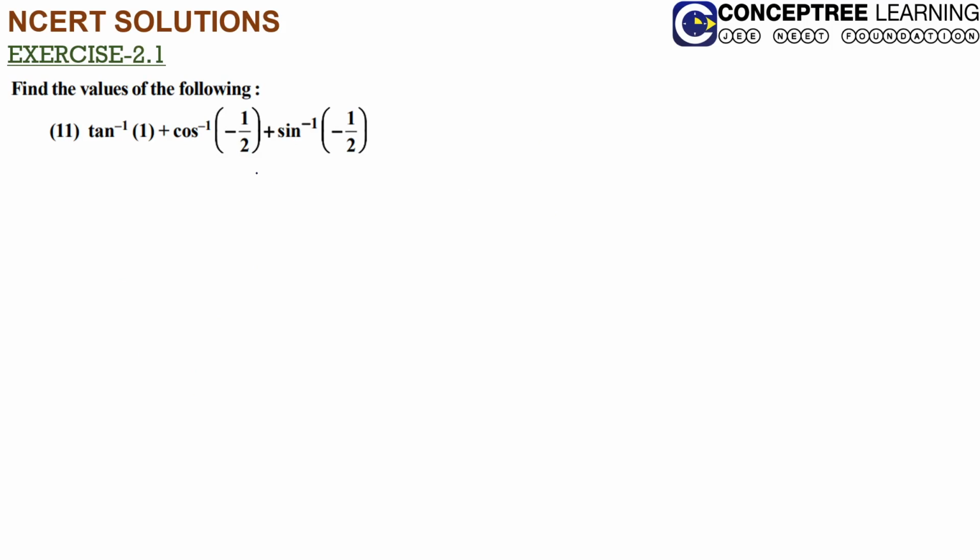Question number 11. We need to find the value of the following: tan inverse of 1 plus cos inverse of minus 1 by 2 plus sin inverse of minus 1 by 2. So we will find one by one. What is tan inverse of 1? For what angle will we have tan to be 1? For 45 degree, that is pi by 4. Next we need to find cos inverse of minus 1 by 2. What is cos inverse of minus x? Pi minus cos inverse of x, which is equal to pi minus, for what angle is cos having 1 by 2?